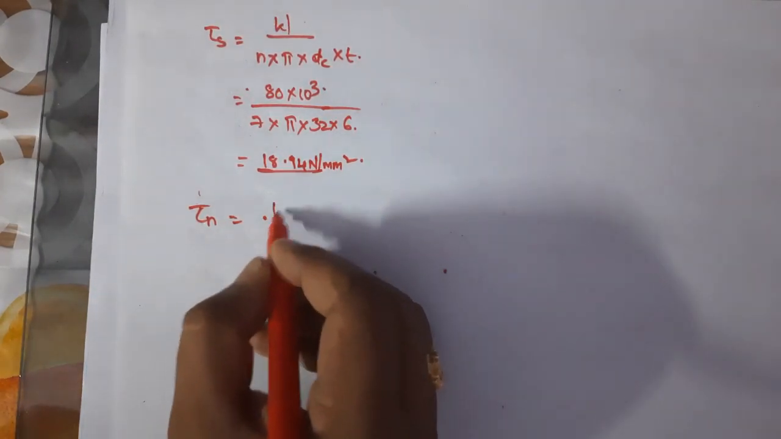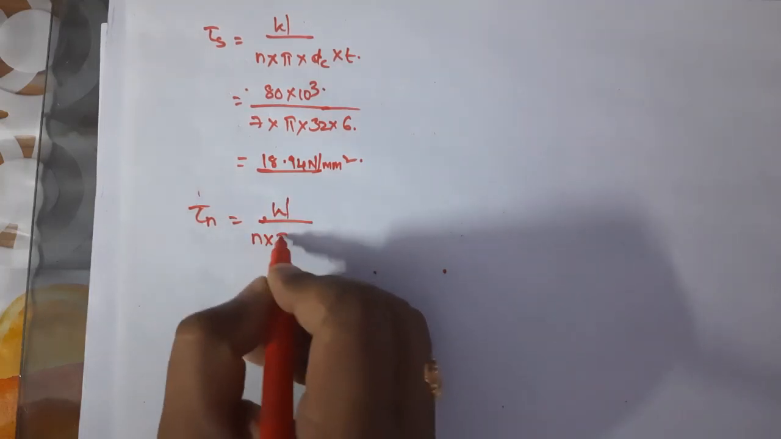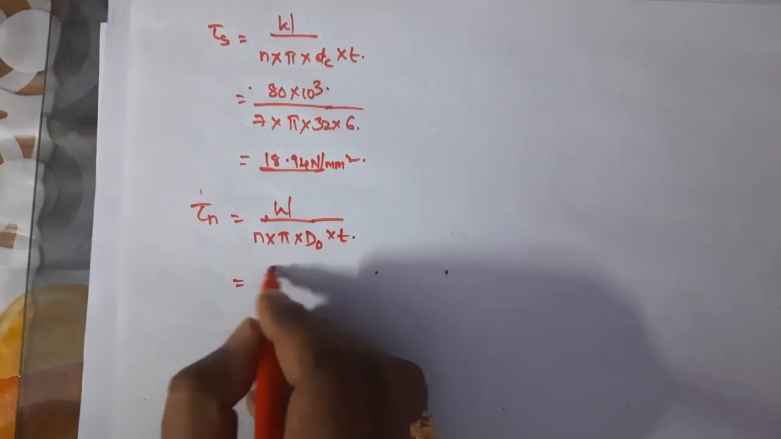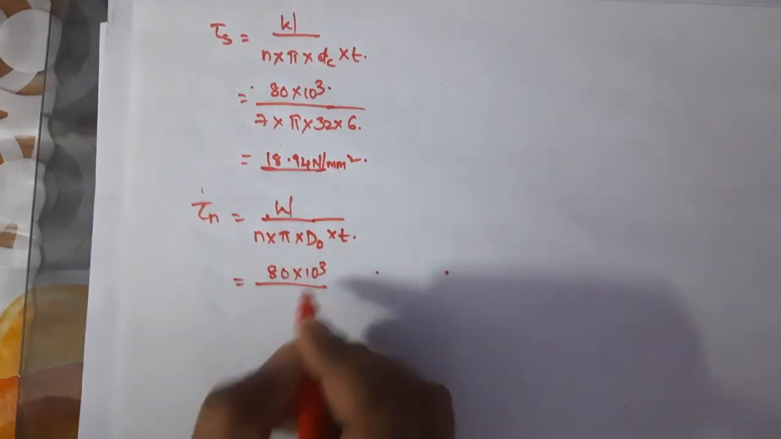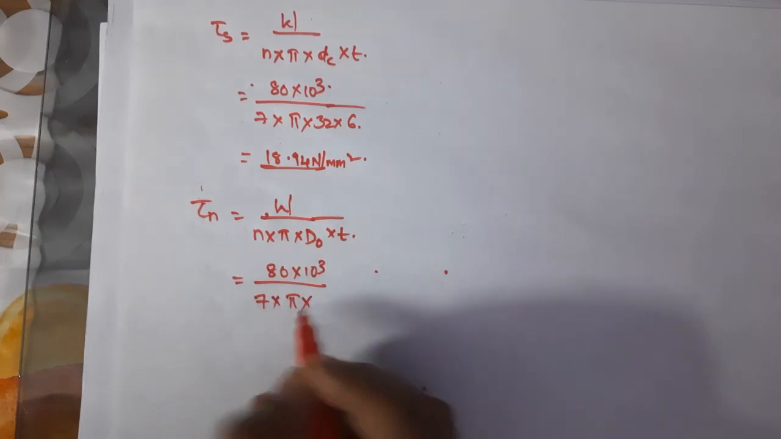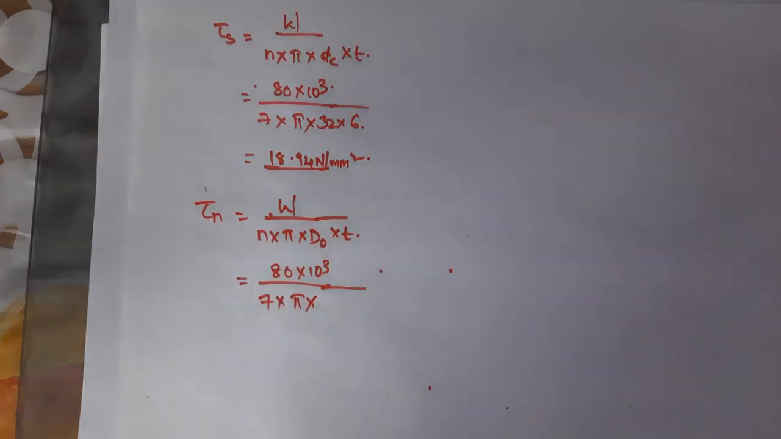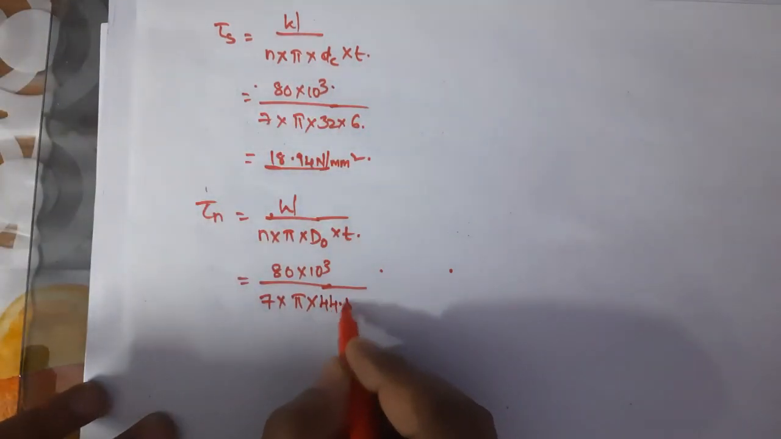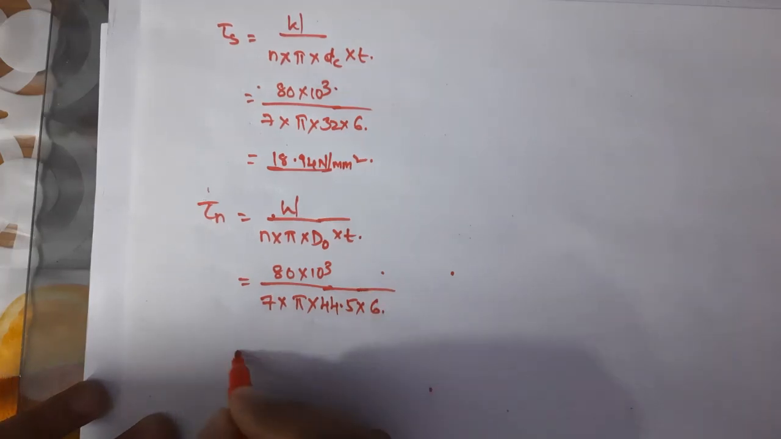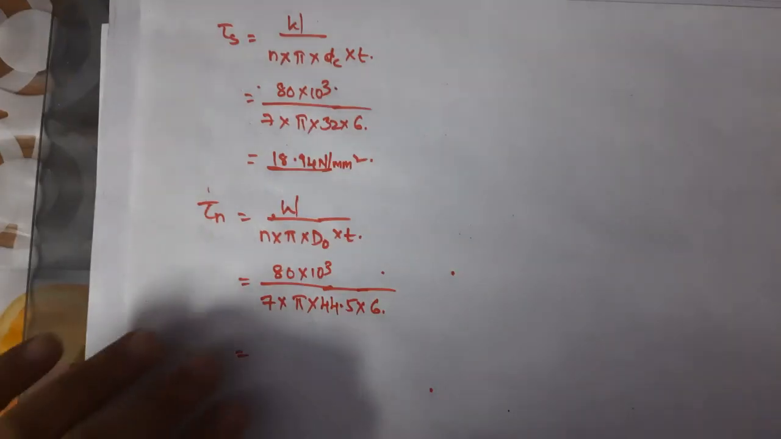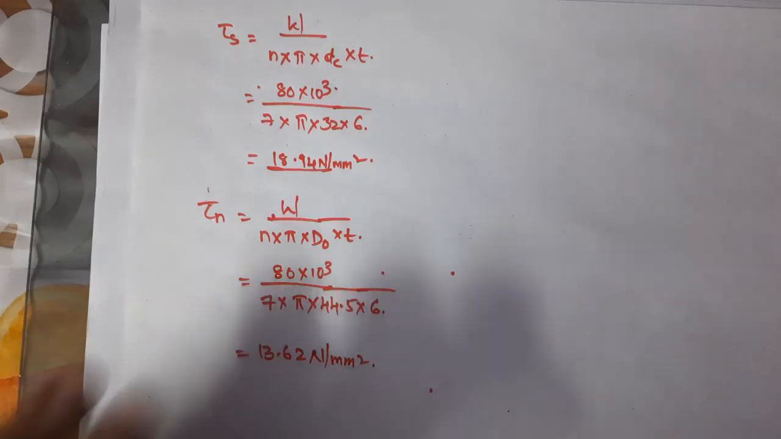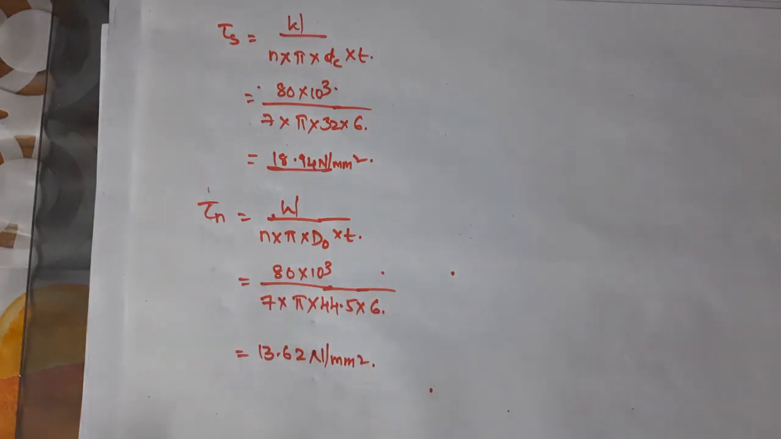Okay, next we need to calculate the tau n, direct shear stress in the nuts. Okay, nut threads, W by N into pi into capital D naught into T. Okay, 80 into 10 to the power of 3 by 7 into pi into capital D naught value is 44.5 into thickness value. Okay, so we have got an answer of 13.62 Newton per mm square. Okay, so with this we have completed the design of screw and design of nut.